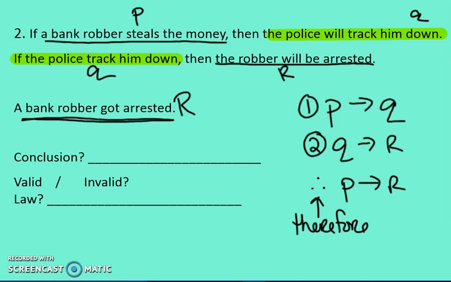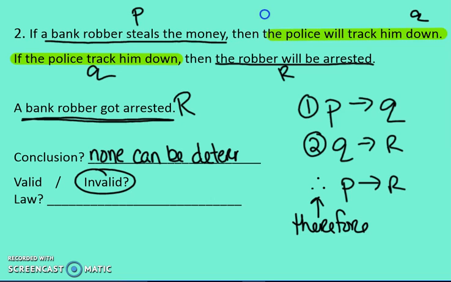So in this case, it is invalid, and the conclusion is nothing can be determined. We don't know why the bank robber got arrested. Was it because he stole money? Was it because he stole a car? Was it because he broke into a house? We don't know. So it is an invalid conclusion because we started with R when we need to start with P.